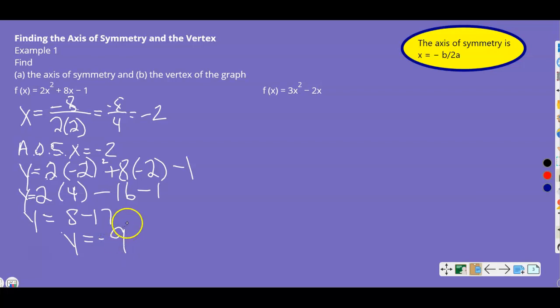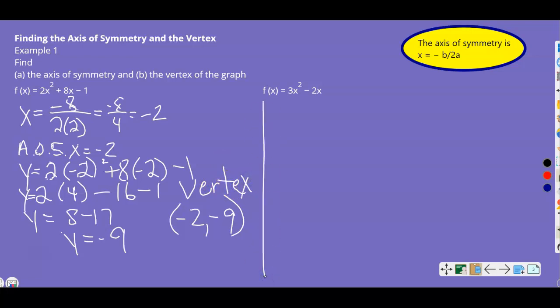All right, so I can determine my vertex is my x and my y coordinate. And this is my vertex. All right, it says find the axis of symmetry. We did that. And find the vertex of the graph. We did that as well. So you've got axis of symmetry and we have the vertex.